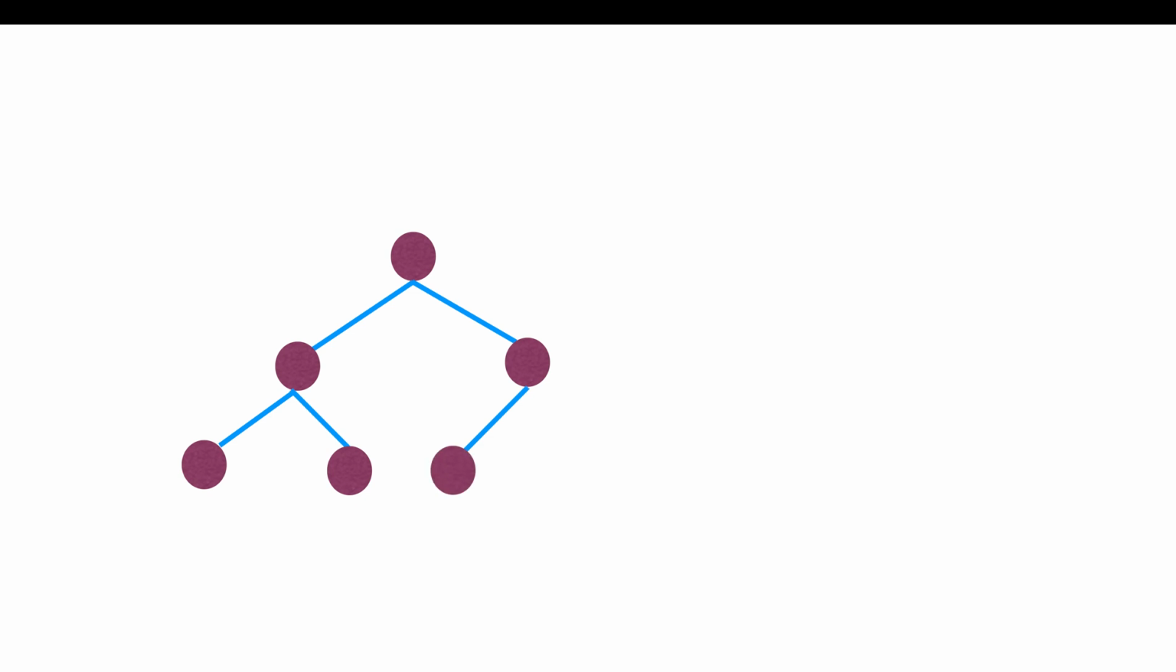The heap data structure follows the concept of complete binary tree. In a complete binary tree, we always add elements from left to right. We can move to the next level only when the current level is filled. So see, this is how the complete binary tree looks like.